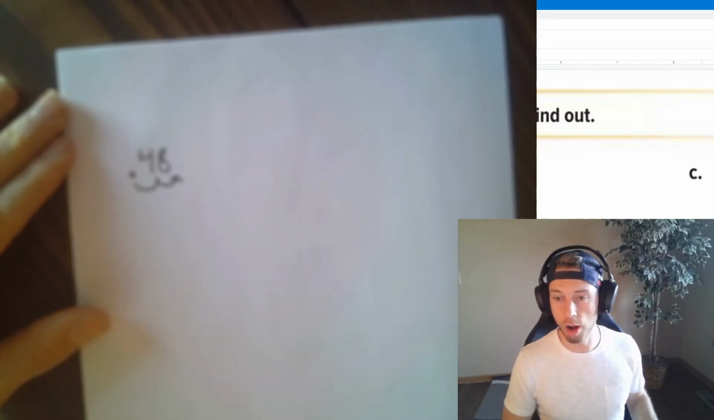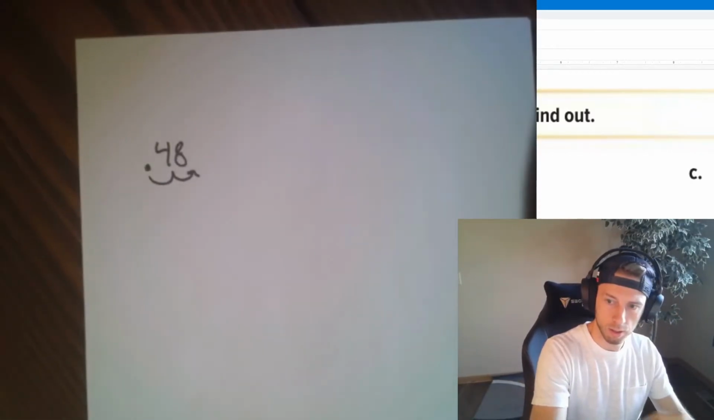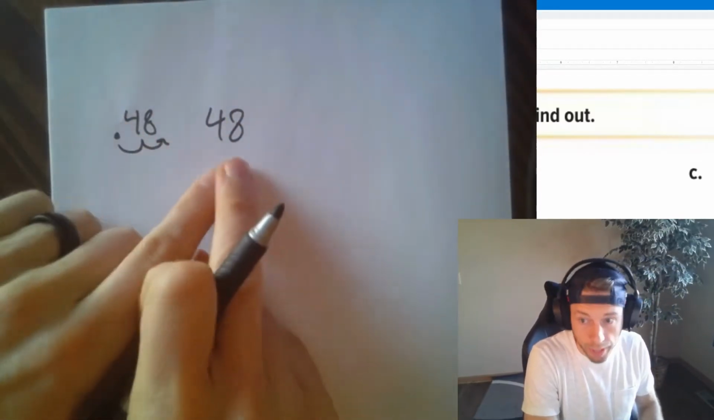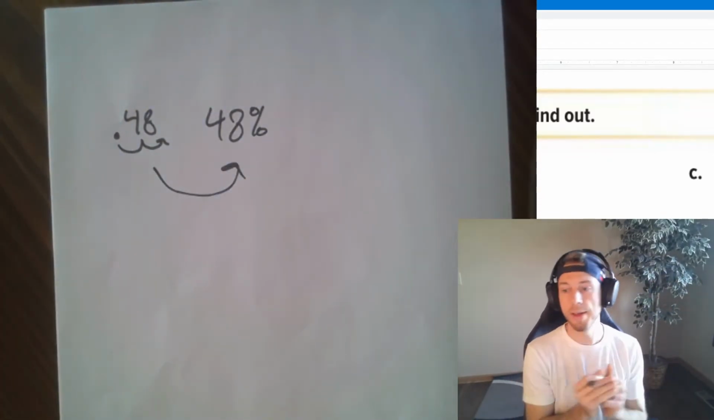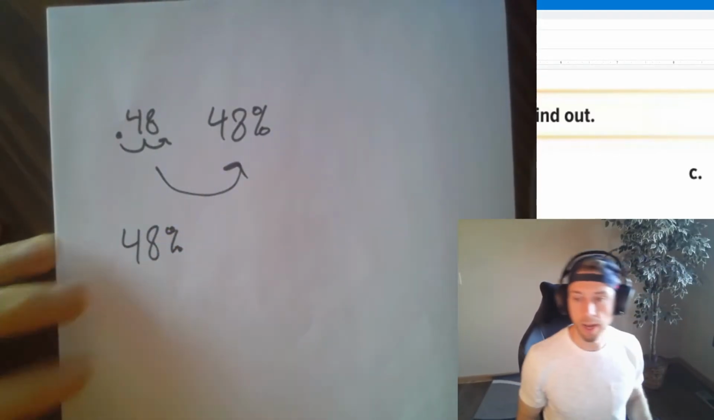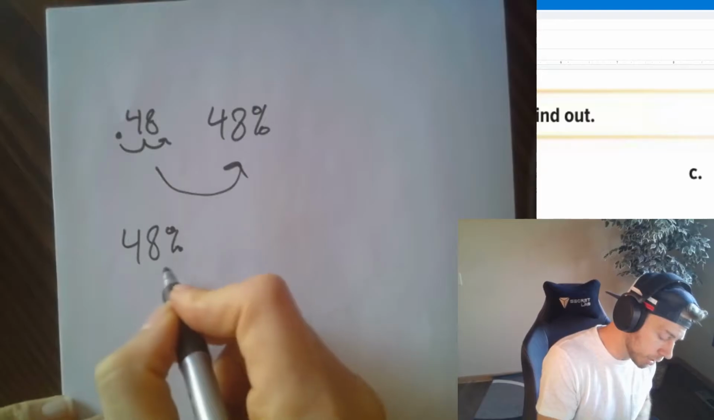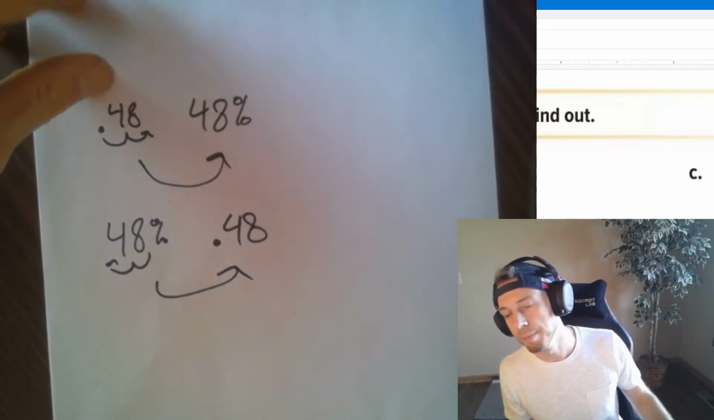If you move the decimal 2 places to the right on 48 hundredths, you end up with 48. Now, 0.48 and 48 aren't the same thing, but 48% most definitely is. So all you have to do is slide that decimal 2 places. Likewise, if you want to go back the other way, say I give you 48%, and I tell you to turn that into a decimal, all you have to do is move the decimal 2 places to the left. Then your answer will be 0.48, just like that.